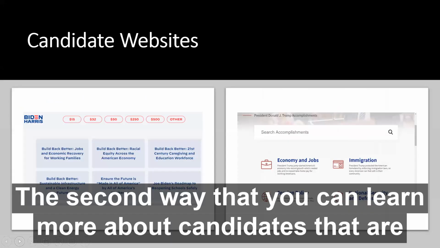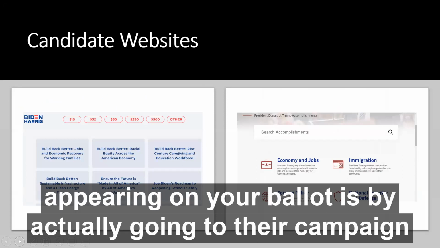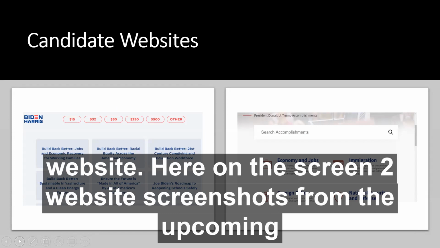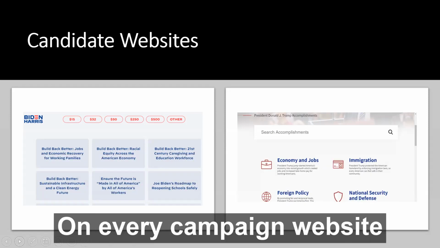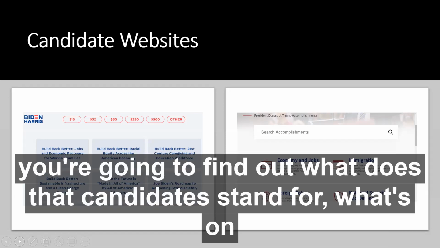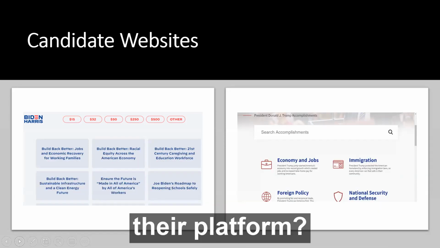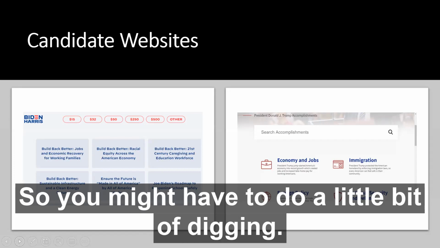The second way that you can learn more about candidates that are appearing on your ballot is by actually going to their campaign website. So here on the screen, you see two website screenshots from the upcoming presidential election. And on every campaign website, you're going to find out what does that candidate stand for, what's on their platform. So you might have to do a little digging.